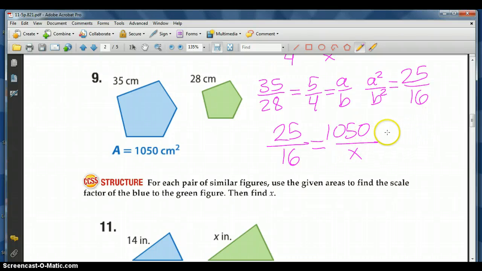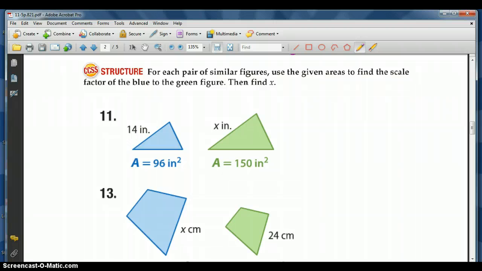So here, if we cross multiply, we get 25x is equal to 16,800, and divide both sides by 25, and x is equal to 672. Don't forget your units, square centimeters.